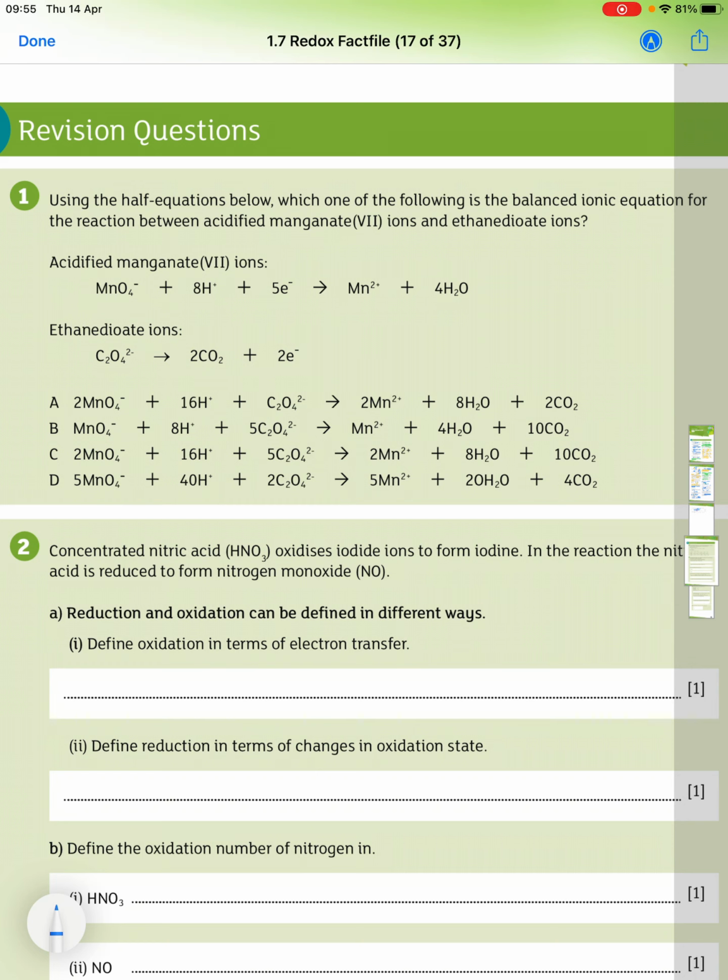So if we look at the two equations here, the acidified manganate 7 ions, we have MnO4 minus plus 8H plus plus 5 electrons gives us Mn2 plus and 4 water, and ethane dioate C2O4 2 minus gives us 2 CO2 and 2 electrons. The important thing here is the electrons. So in the first equation it's 5, and the second one it's 2. So we need to multiply this one by 2 and this one by 5. So what I'm looking for is an equation where I have 16 H pluses.